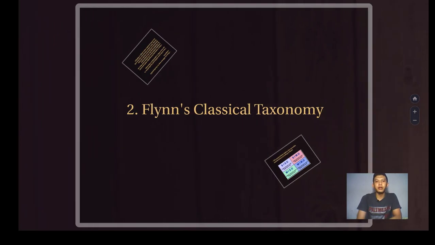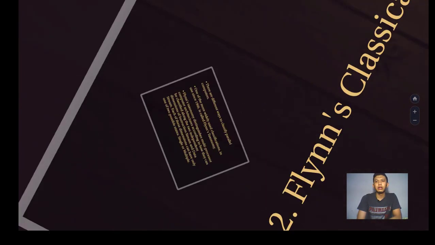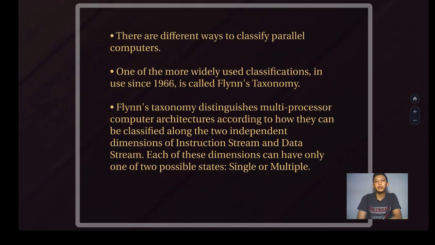And 2. Flynn's classical taxonomy. There are different ways to classify parallel computers. One of the more widely used classifications, in use since 1966, is called Flynn's taxonomy. Flynn's taxonomy distinguishes multiprocessor computer architectures according to how they can be classified along the two independent dimensions of instruction stream and data stream. Each of these dimensions can have only one of two possible states: single or multiple.